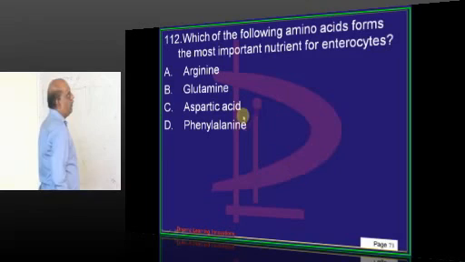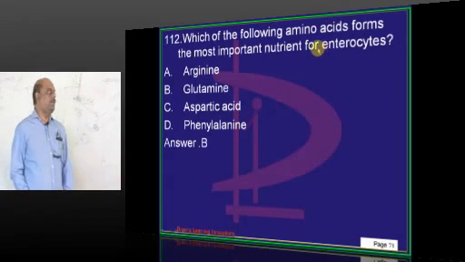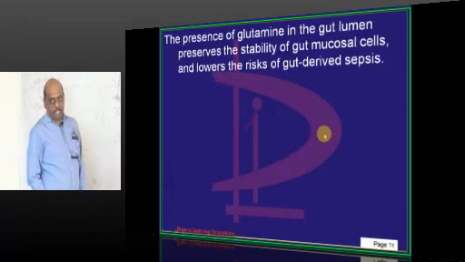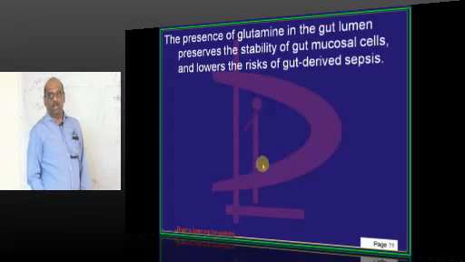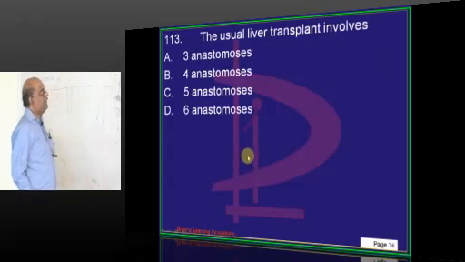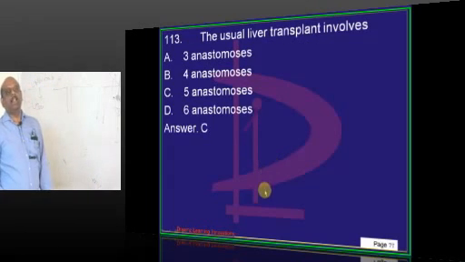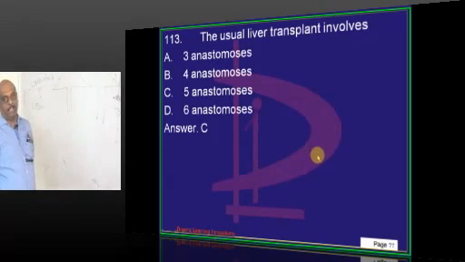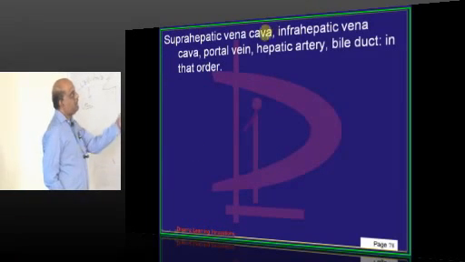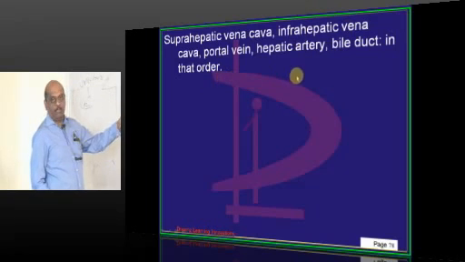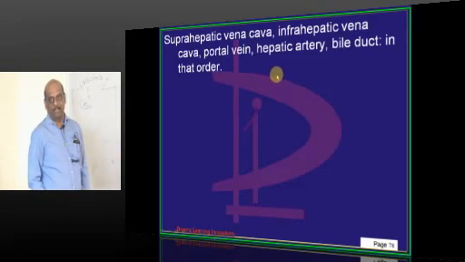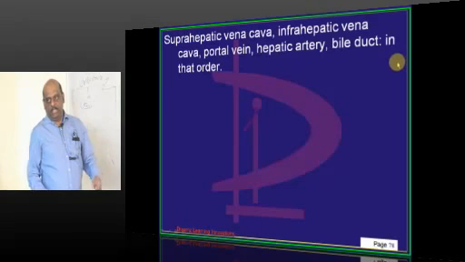Then what is the most important nutrient for the enterocytes to survive? Glutamine is the one, which is a constituent of most of the parenteral formulas used for management. What is the usual liver transplant, how many anastomoses does it make? Around 5 anastomoses: suprahepatic vena cava, infrahepatic vena cava, portal vein, hepatic artery, bile duct. In that order we do the anastomosis.